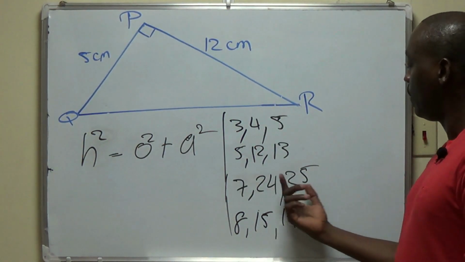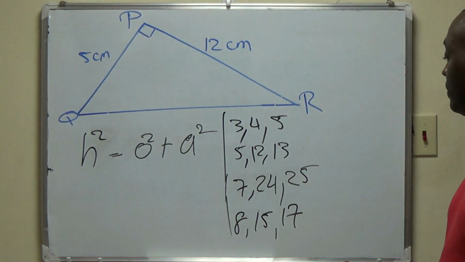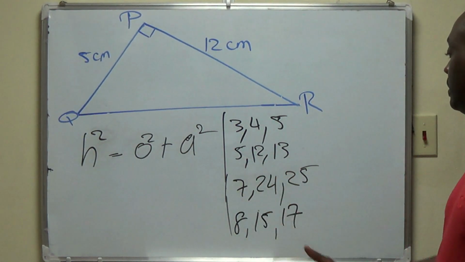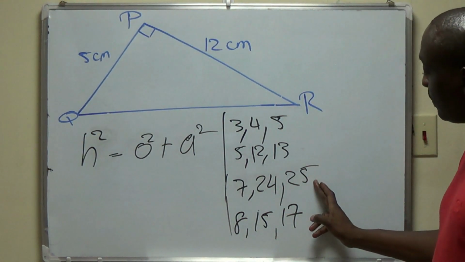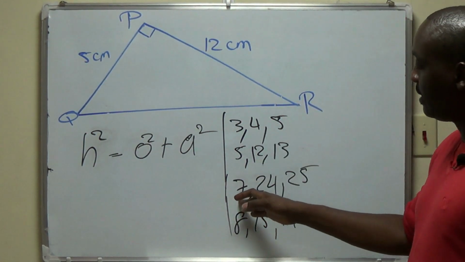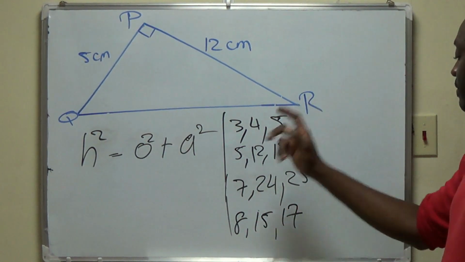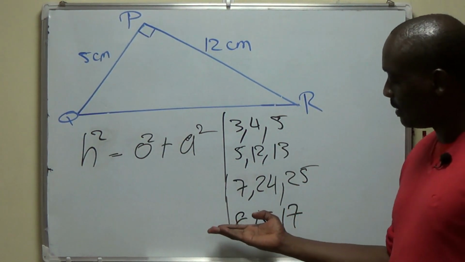Same story here. We know that 25 squared is 625. We know that 24 squared is 576. We know that 7 squared is 49. So 25 squared is equal to 7 squared plus 24 squared. Double check it if you have to. 625 is equal to 49 plus 576. And same story down here.